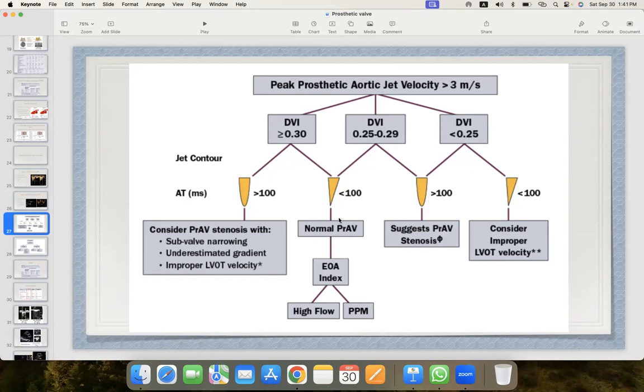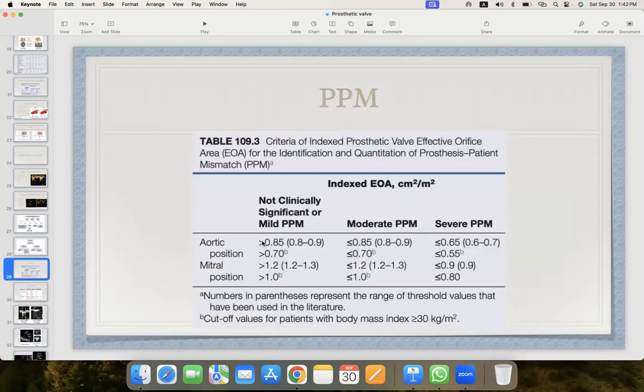you need to calculate the effective orifice area and divide it by the body surface area. And once you do that, if it's normal, then you can say that the patient just has a high flow state, like for example, in the patient with aortic regurg, or the patient with anemia, patient with hyperthyroidism, infection, fever, all these can give you a high flow state. On the other hand, if the effective orifice area index is less than the threshold that I showed you in the previous slides, for example, less than 0.65, you can say that this patient has severe patient prosthetic mismatch.